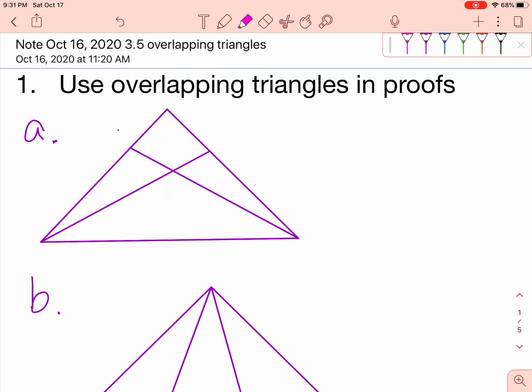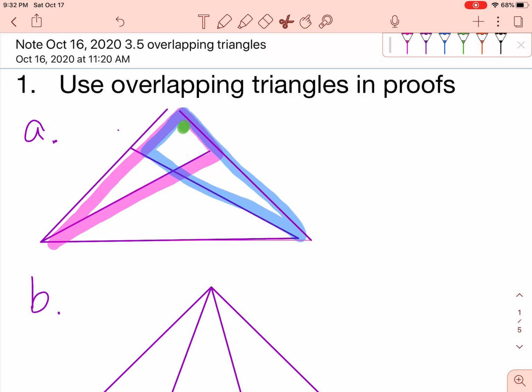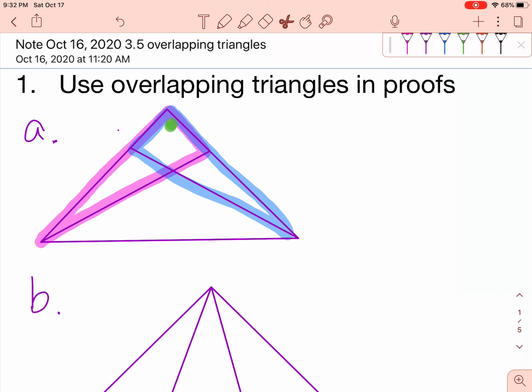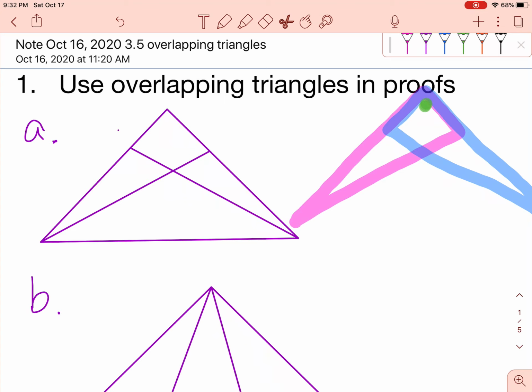Oftentimes we're using the triangles that are overlapping. So let's take a look at these triangles that we see. If you notice, we have this pink triangle right here, and the pink triangle is overlapping with this blue triangle. They share a reflexive angle right here, and oftentimes we use that reflexive angle. Okay, and now let's see if I can cut this and move it. Yay! So there is one pair of overlapping triangles.